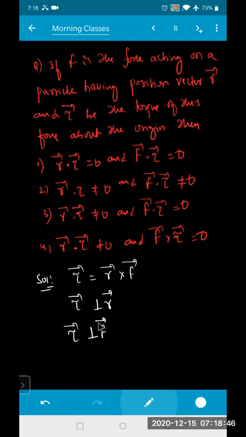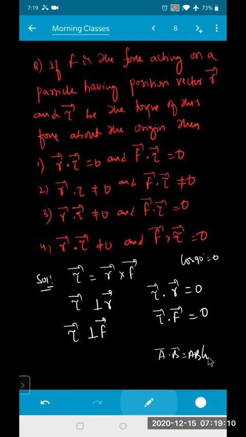That means tau bar dot R bar will become 0 because cos 90 degrees is 0. The dot product A bar dot B bar is equal to AB cos theta, isn't it? The same way tau bar dot F bar is also equal to 0. Now see, R bar dot tau bar and F bar dot tau bar, is it not equal to 0? Both of them are equal to 0, because all of them are perpendicular.